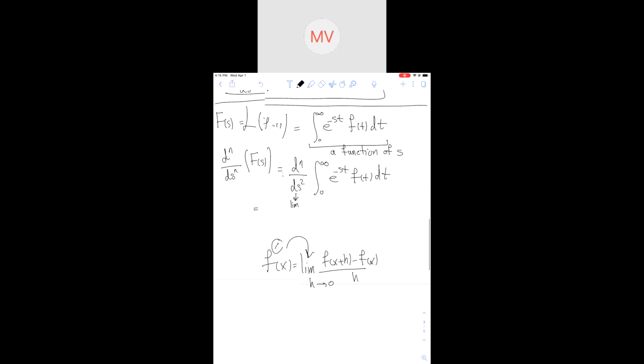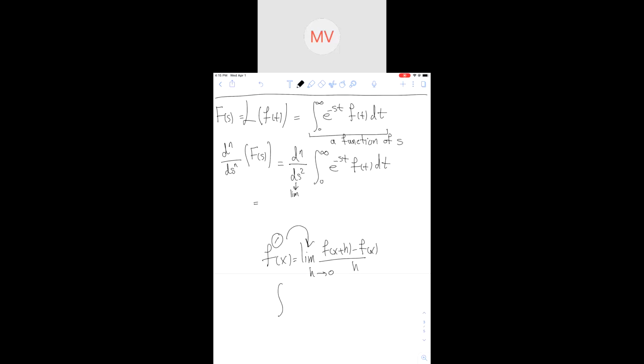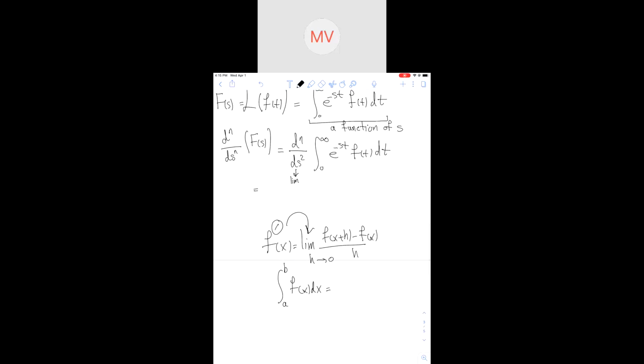Do you guys remember definite integration? For example, the integral from a to b of f of x dx. That was also defined as a limit. It was the limit of b minus a divided by n, times the summation of f of a plus k times b minus a divided by n, with k starting from 1 to n, and then n approaching infinity.